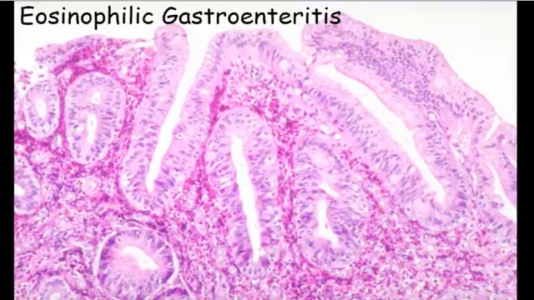Oftentimes the presentation is a little different. These patients have abdominal pain, and usually the gastric antrum is the best place to biopsy to find those eosinophils. And typically it's not subtle, like you can see here. That lamina propria looks red because there's so many eosinophils.